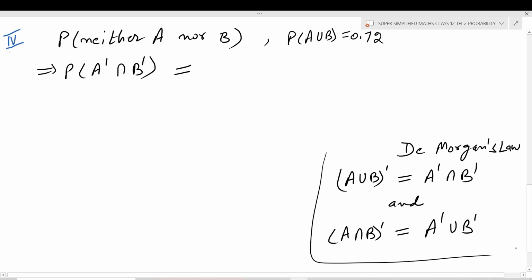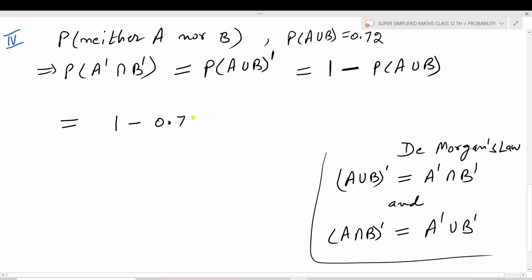So according to De Morgan's law, probability of A dash intersection B dash becomes probability of A union B whole dash. That means complement of A union B. Total probability is always taken as 1. So this is equal to 1 minus probability of A union B, and we already know that probability of A union B is 0.72. So 1 minus 0.72 will give me 0.28. So this is the required probability.